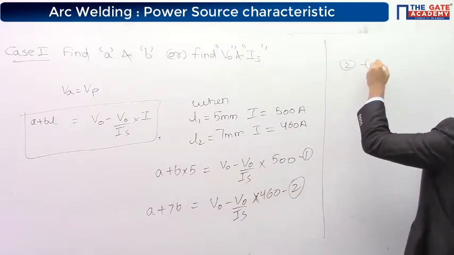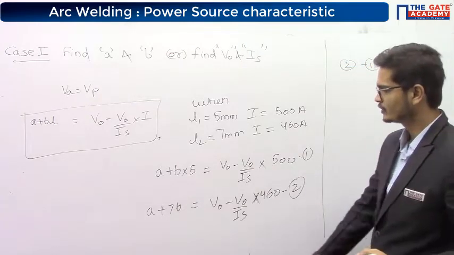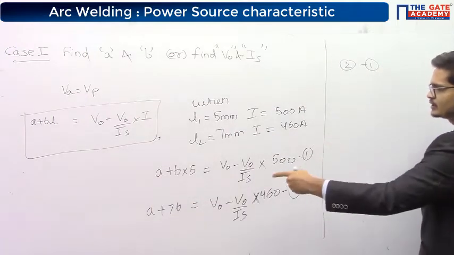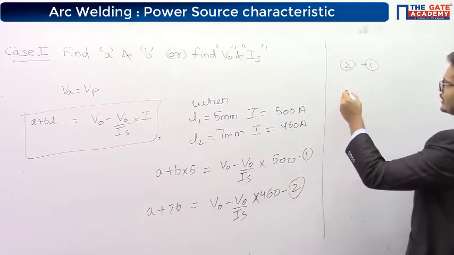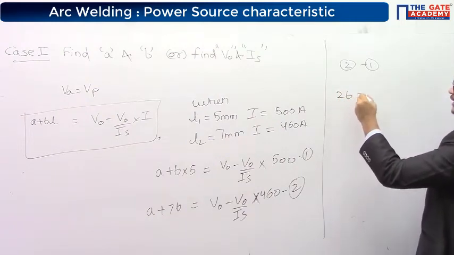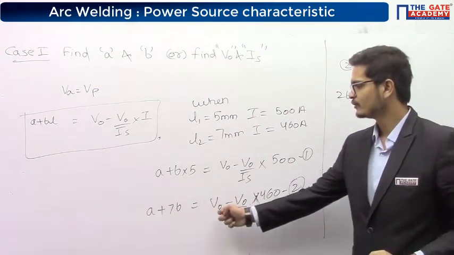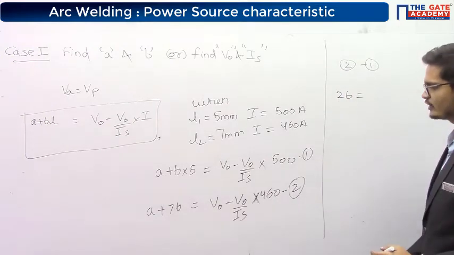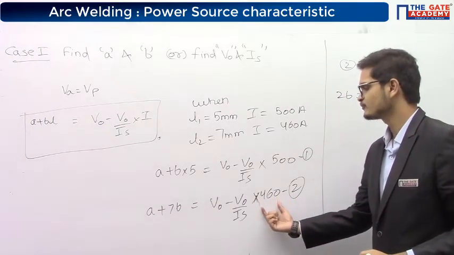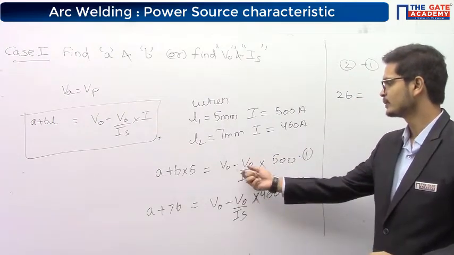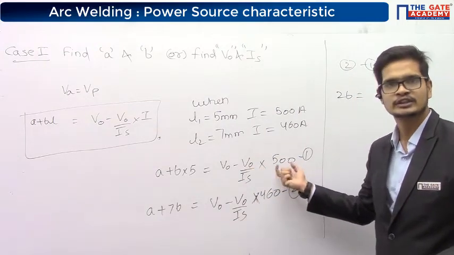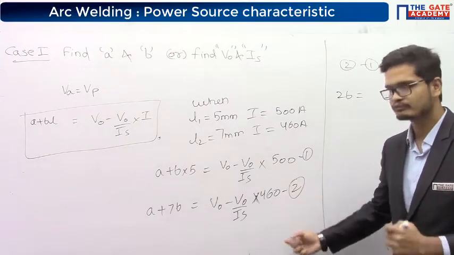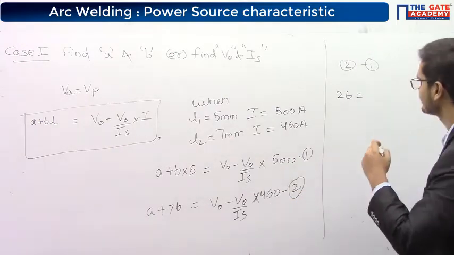Equation 2 minus equation 1, what will it give us? A and A will get cancelled. 7B minus 5B will give you 2B. V0 will get cancelled. Then we have minus 460 V0 by IS minus 500 V0 by IS. So minus 500 will become plus 500. 500 minus 460 is 40.